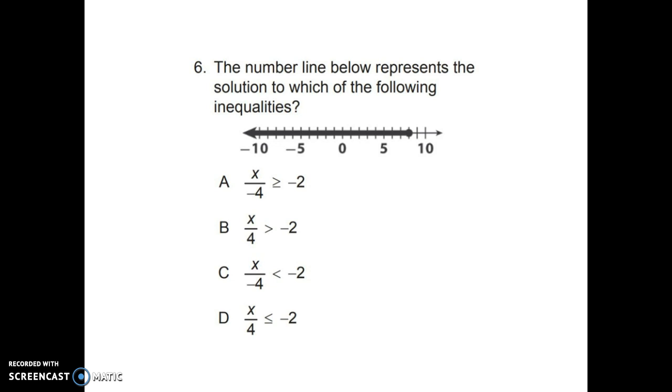Number 6. The number line below represents the solution to which of the following inequalities? 7 is greater than or equal to x. A. X divided by -4 is greater than or equal to -2. B. X divided by 4 is greater than -2. C. X divided by -4 is less than or equal to -2. D. X divided by 4 is less than or equal to -2.